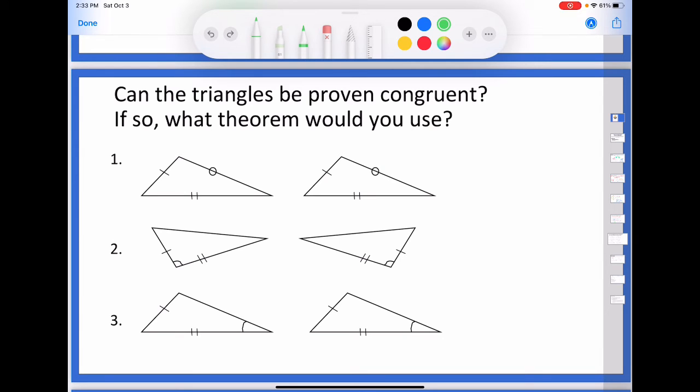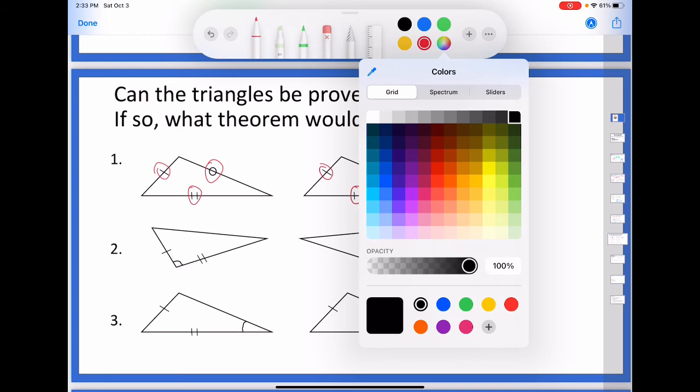All right, now on the first pair here, I notice that I have these sides marked congruent, these sides marked congruent, and these sides marked congruent. So that looks like it would be side, side, side. Okay, now on number 2.